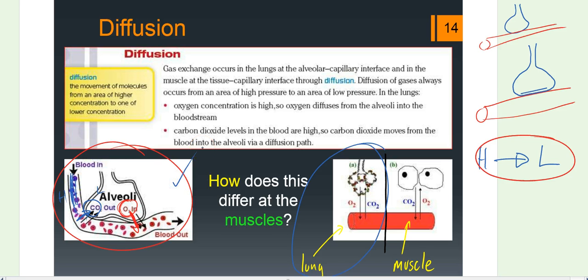Although we're looking at the respiratory system here, diffusion also occurs in the muscles, and it's simply the opposite way around. We have a lot of oxygen in the blood and very little in the muscle because it's being used, so oxygen will go from the blood into the muscle. We've been using oxygen to produce energy in the muscle, so we have a build-up of carbon dioxide in the muscle. We have a low amount in the blood, so it goes from the muscle to the blood, so it can then be transported to the lungs and breathed out.